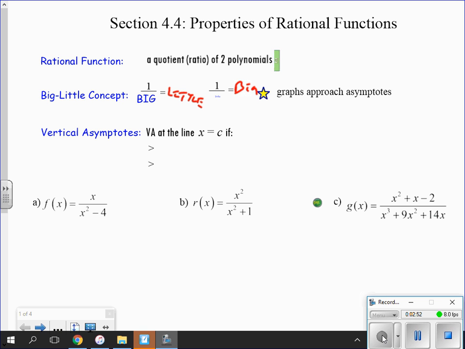We have a vertical asymptote at the line x equals c, whatever the x coordinate is. So it's x equals c, a vertical line, that's the asymptote. If c is a zero of the denominator, we have an asymptote, but c is not a zero of the numerator.